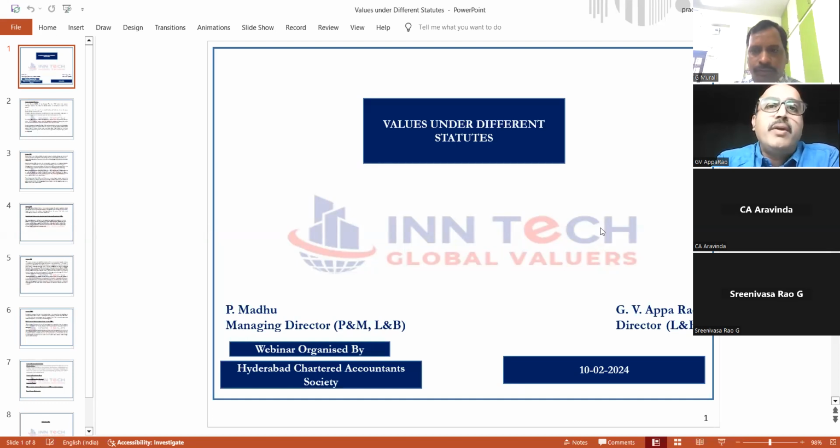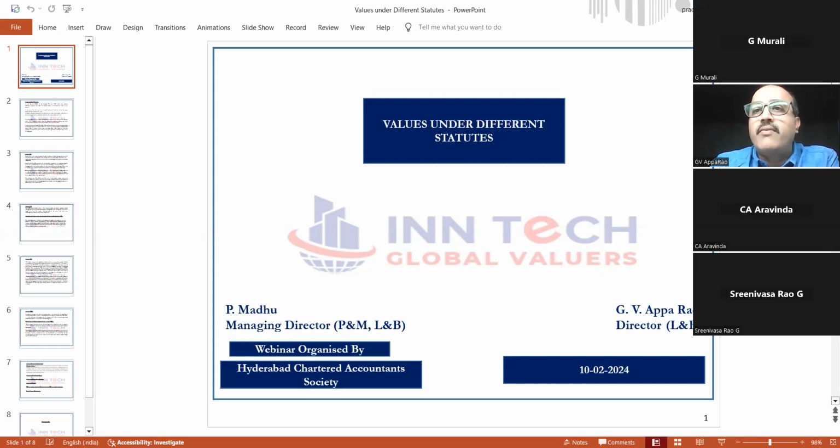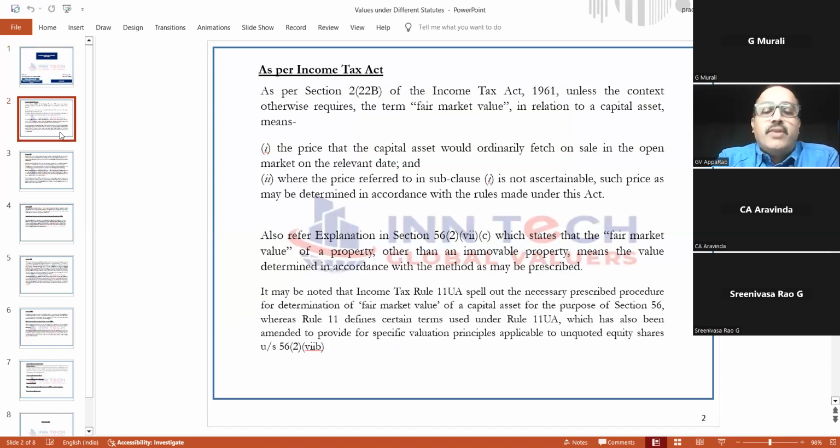what you fetch in the market if you go for a selling purpose. So the value may be market value. It may be derived by different approaches. The value may be derived by income, cost, and market approach. So what is this value under different statutes? There are different requirements from different statutes on how the value has to be derived. That is what this topic is about, and we wanted to go ahead with this topic.